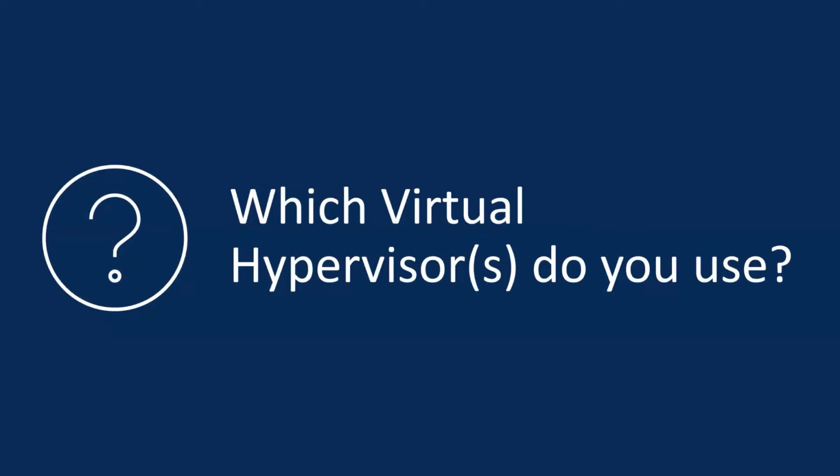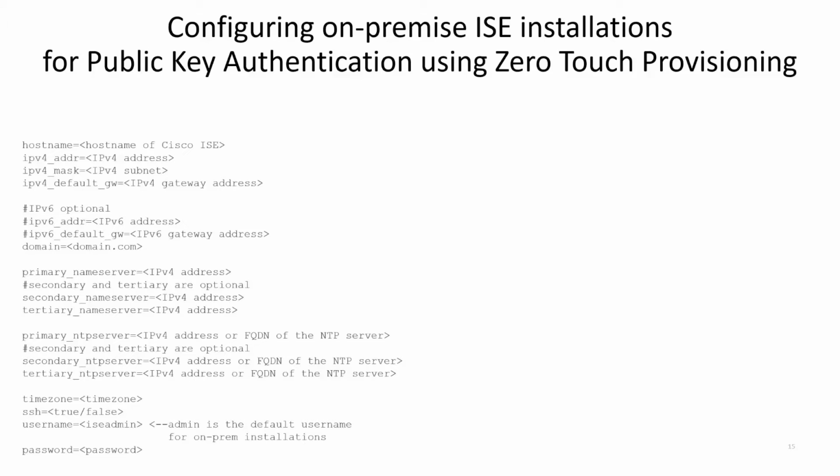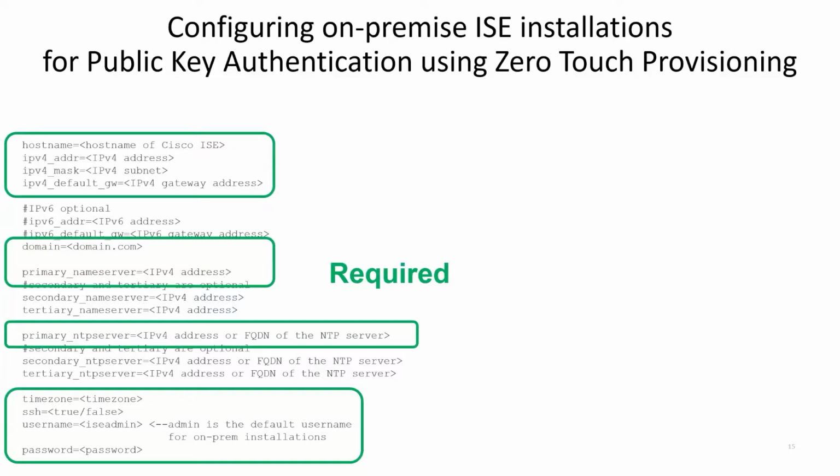All right, so with the zero touch provisioning, we have a lot of information that we can gather in a text file to pass on to your ISE installation. As you can see here, host name, IPv4 mask, IPv6, name servers, all of that stuff. These are the required parameters to pass on. And as you can see here, my username, I've got that changed to ISE Admin here. Admin is the default for on-prem, though. I wanted to call that out.